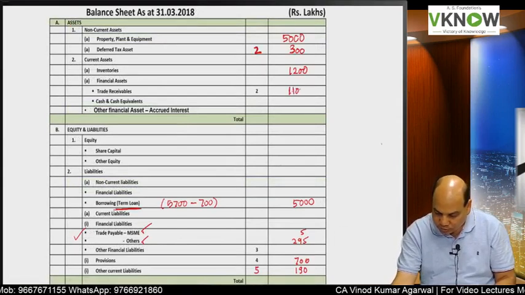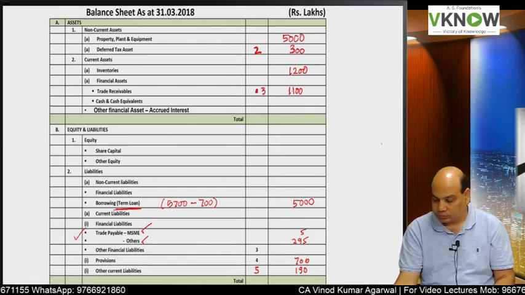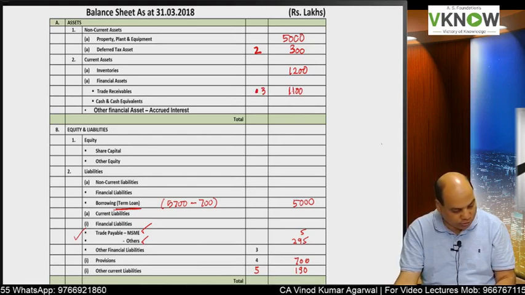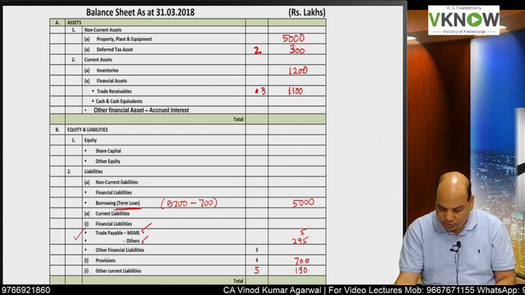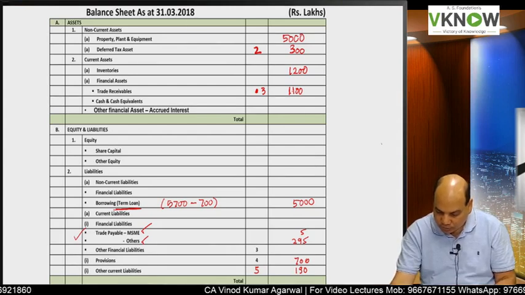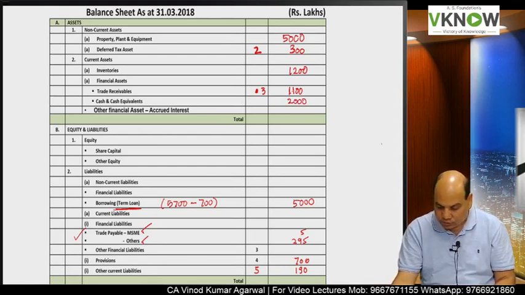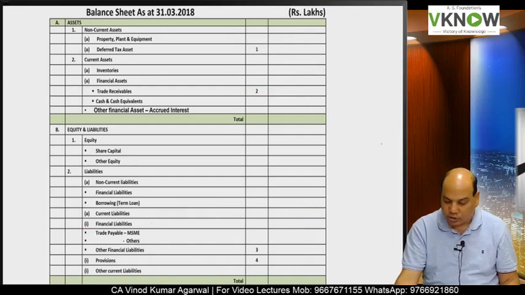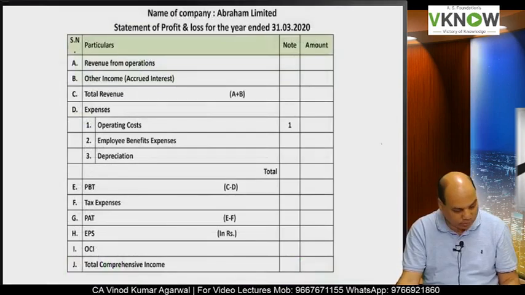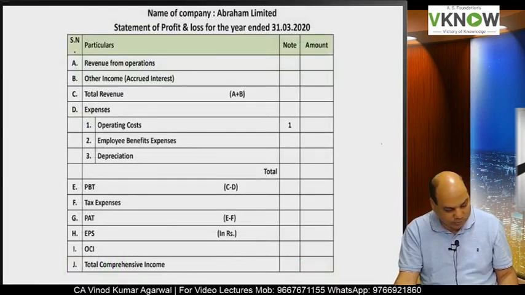Is it 1100? Yes. And what was that note number? 3. Note number 3. Question book again. Cash and cash equivalent 2000. Do we have any adjustment in that? No. So write down cash and cash equivalent 2000. Then I will come back to statement of profit and loss in the question, which has very limited adjustment.